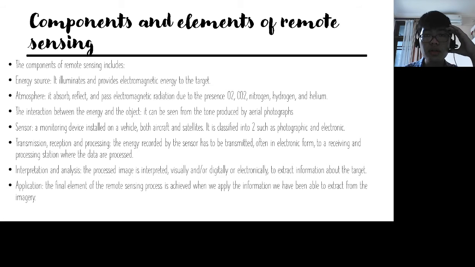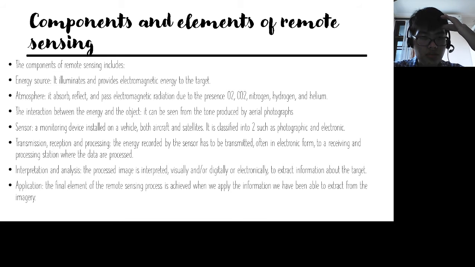Now, the components and elements of remote sensing. The components of remote sensing include the energy source. It illuminates and provides electromagnetic energy to the target. Atmosphere. It absorbs, reflects, and passes electromagnetic radiation due to the presence of O2, CO2, nitrogen, hydrogen, and helium. And then the interaction between the energy and the object. It can be seen from the tone produced by aerial photographs.